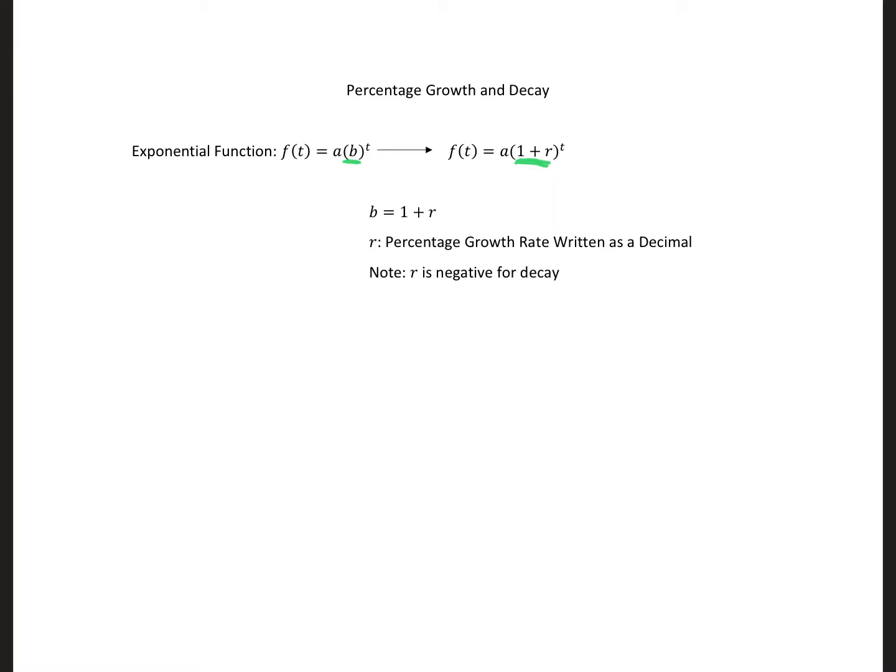It's important to note that if r is negative, or if we have some percentage decrease, we're going to think of r as being a negative decimal, and so that's going to result in a number less than 1, causing our decay. So let's look at how we're going to use this idea to create functions.